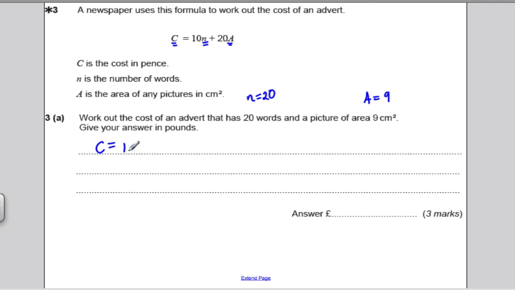So simply substitute n is 20 and a is 9 into this formula. The cost is 10 times 20, substitute into brackets, plus 20 times 9, which is simply 200 plus 180, which is equal to 380 pence, because the formula is in pence. So given your answer in pounds is £3.80.